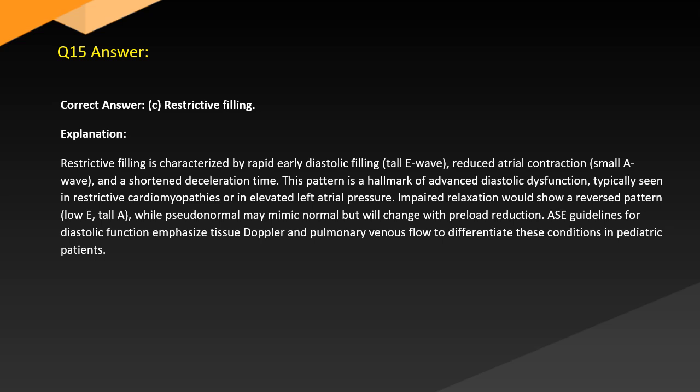Impaired relaxation would show a reversed pattern, low E, tall A, while pseudonormal may look normal but will change with preload reduction. ASE guidelines for diastolic function emphasize tissue Doppler and pulmonary venous flow to differentiate these conditions in pediatric patients.